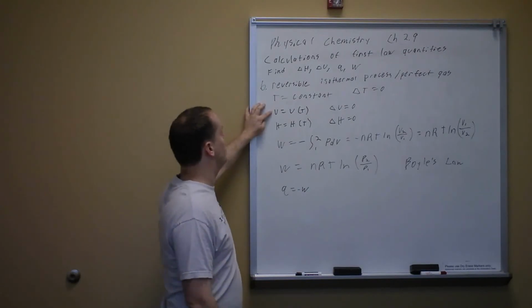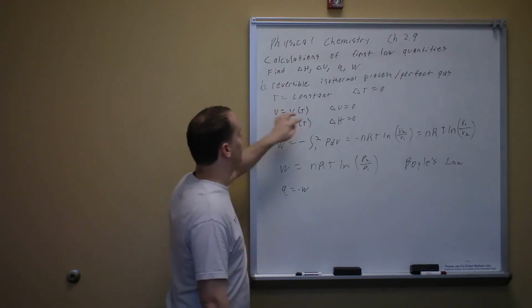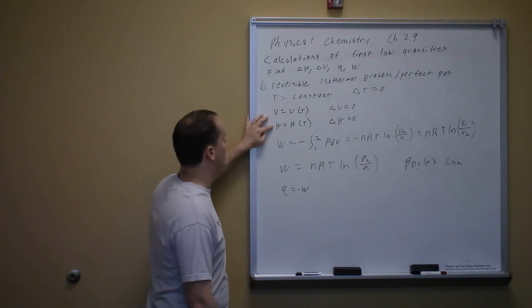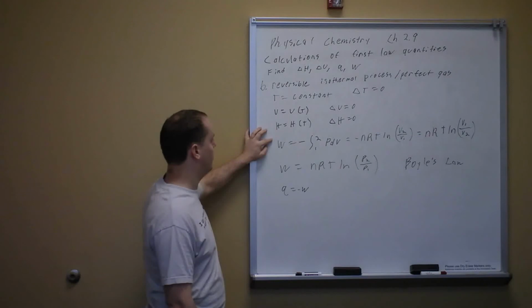We know that internal energy U is a function of temperature only for a perfect gas. Therefore, delta U is going to be equal to 0. We also know that for a perfect gas, enthalpy is a function of temperature only. Since delta T is equal to 0, then delta H will also be equal to 0.